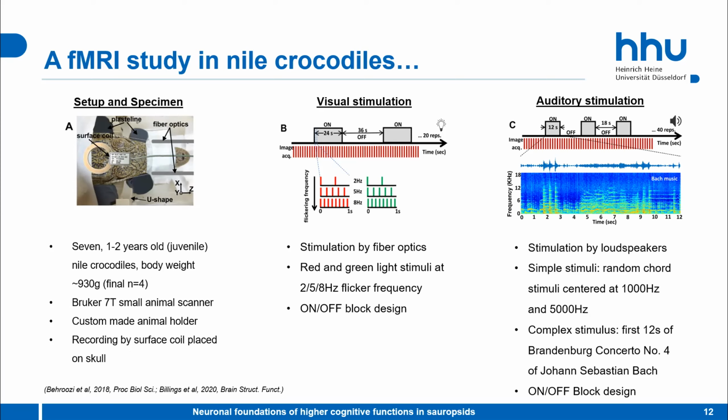You might ask yourself now, why are you playing classical music to a crocodile in a scanner? The reason is that it has been used in the past for other species as well, because classical music has a wide range of different acoustic features, and it's therefore ideally suited to activate higher auditory areas. It has been used, for example, in songbirds, and there it could activate a couple of areas. Therefore you can get very interesting data with that.